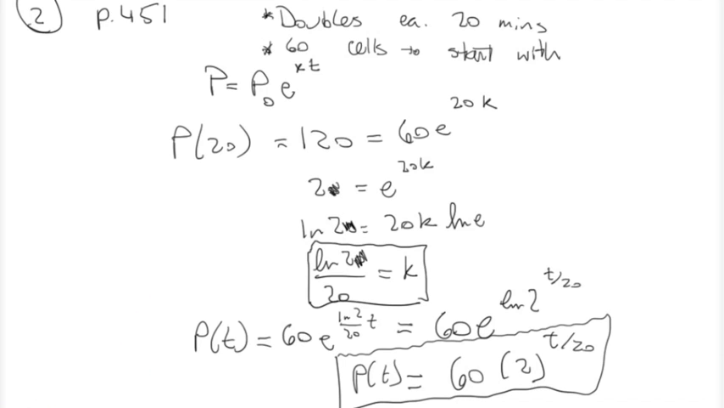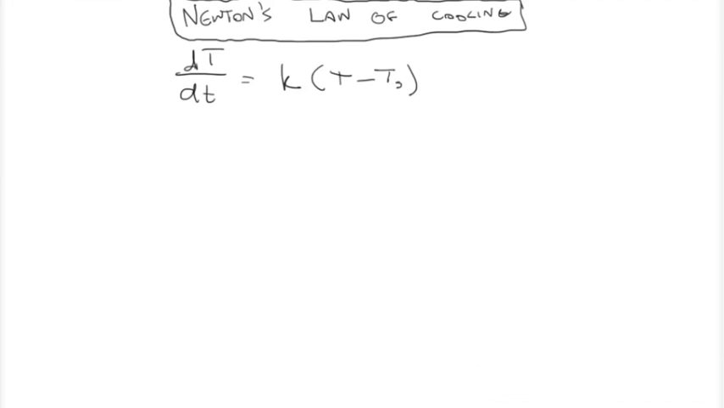So now let's go on to our next type of problem, which is Newton's law of cooling. What Newton's law of cooling tells us is that the rate of change of the temperature of an object, so either it's cooling or it's heating, is proportional to the difference between that object's temperature and the temperature of its surrounding medium, which for this purpose we're going to consider to be a constant, as well as the relative growth rate.